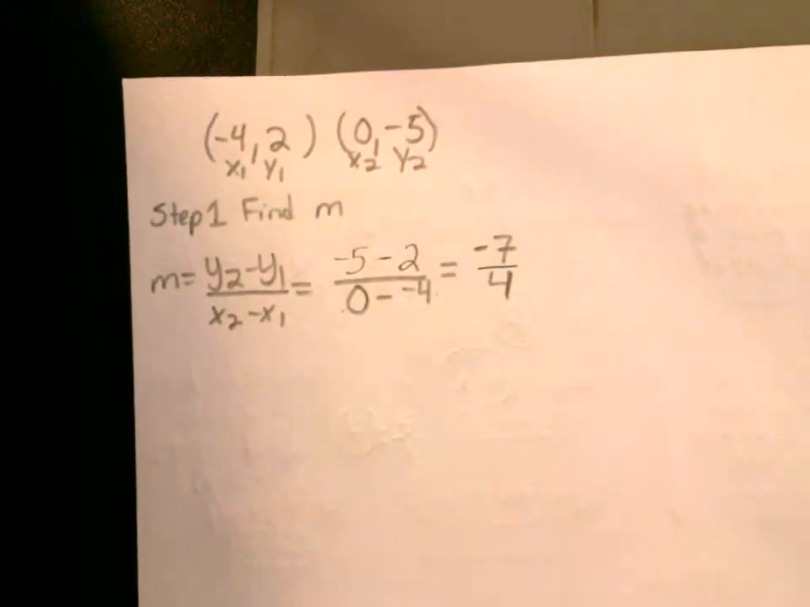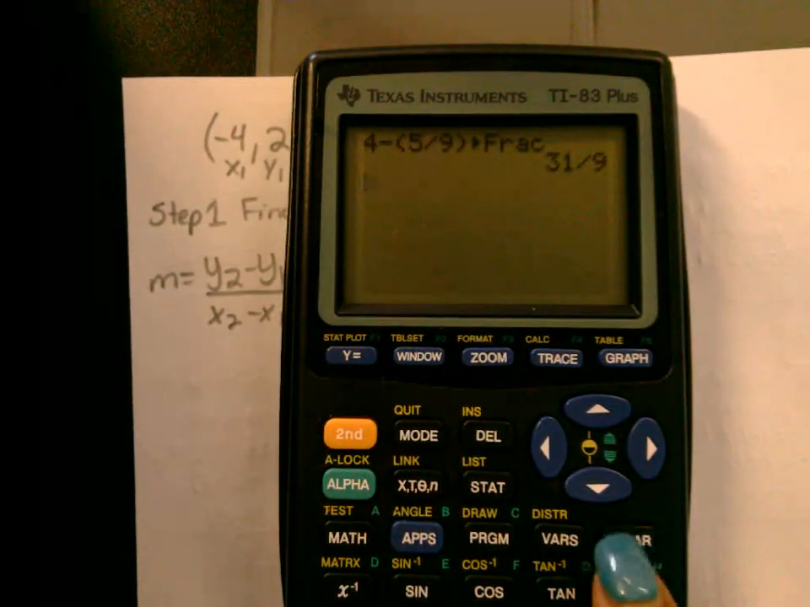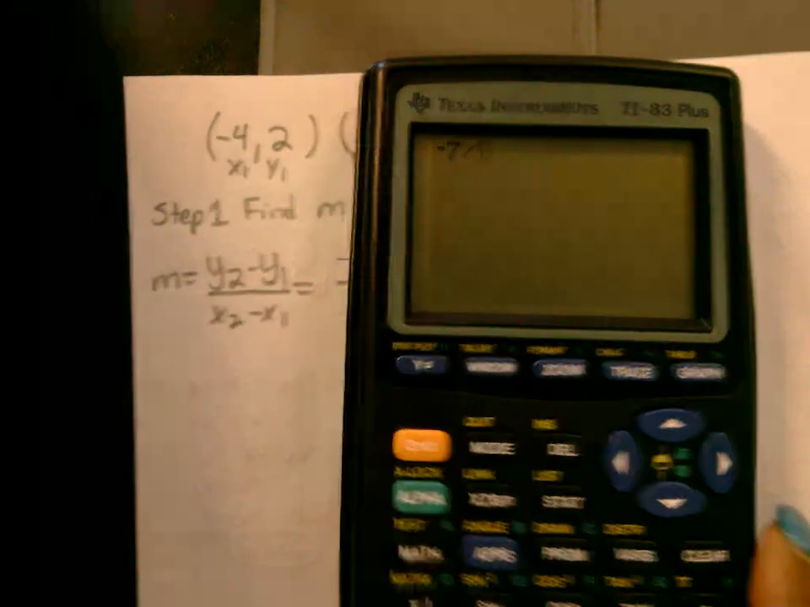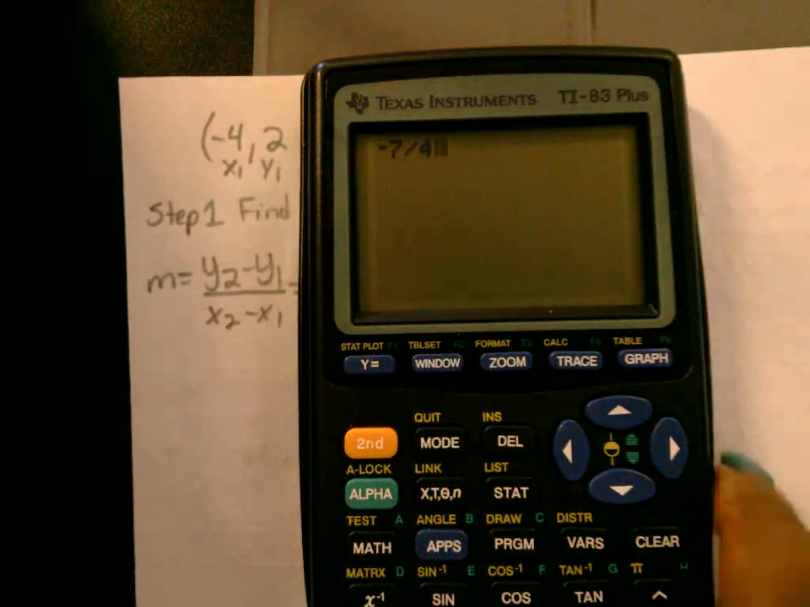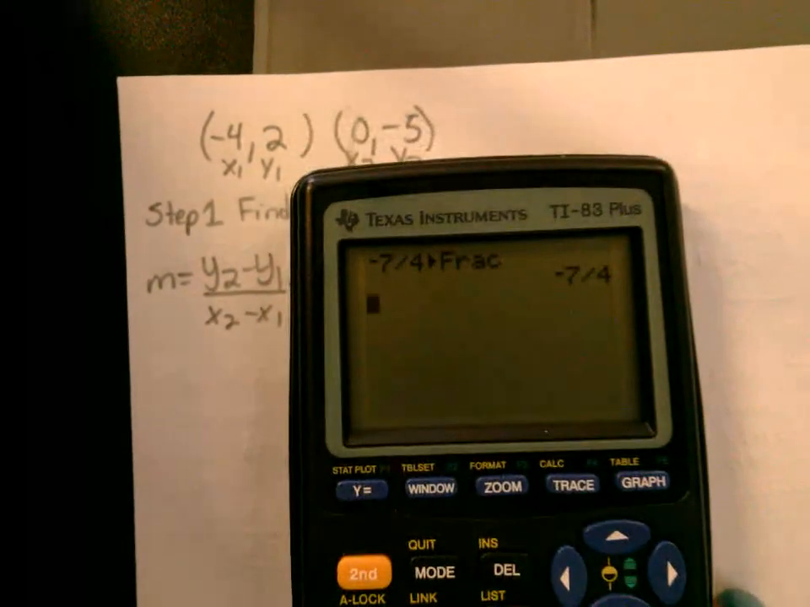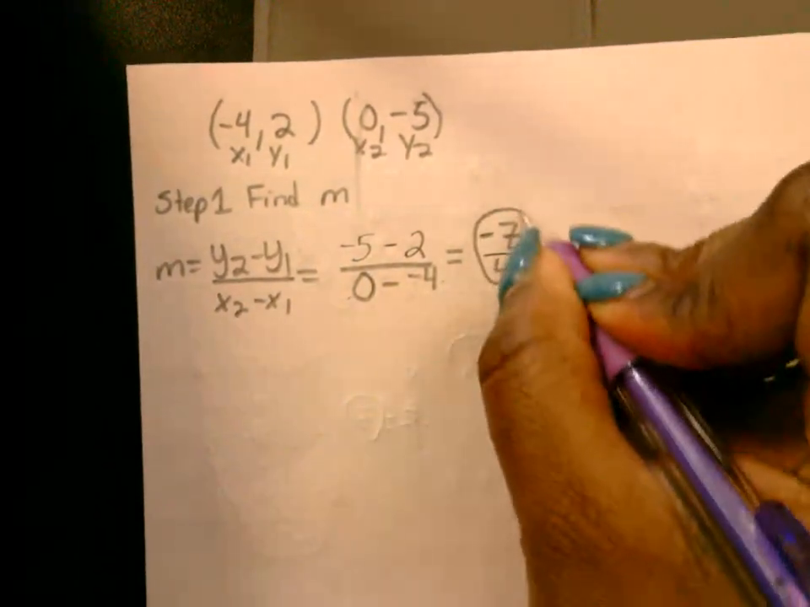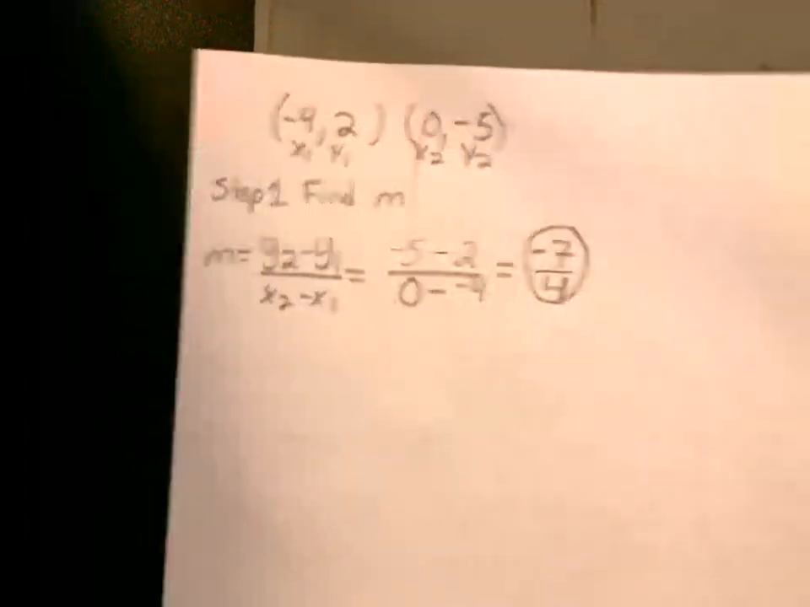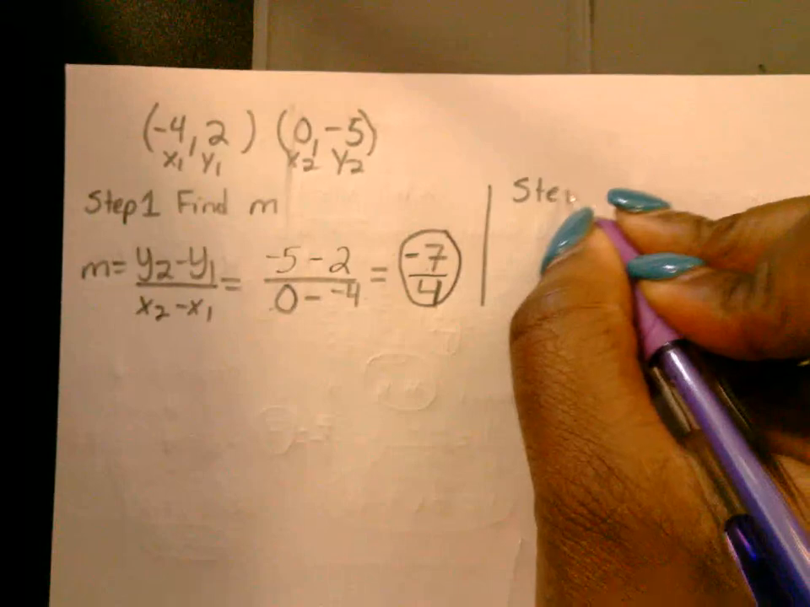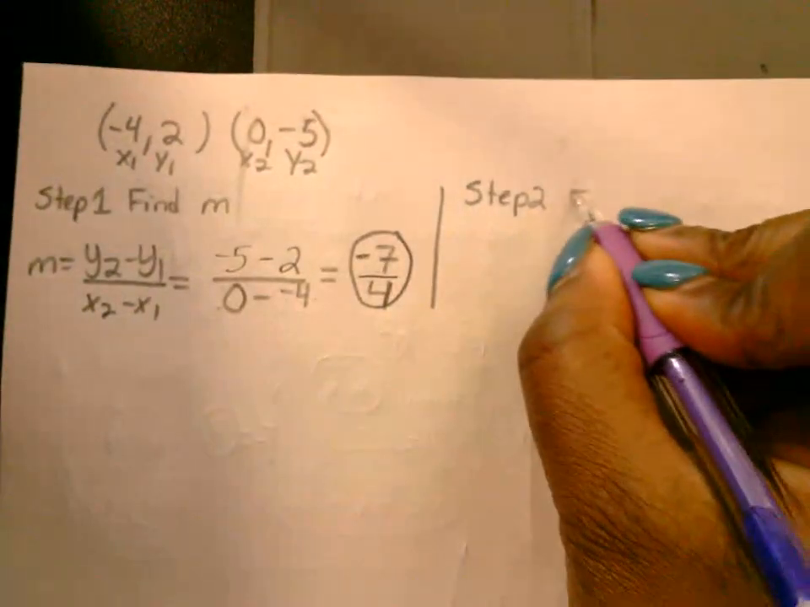If we want to reduce the fraction, or to see if the fraction is reduced, we type in the fraction. We have -7 over 4. Math, enter, and that fraction is already reduced. This is my slope. What is step 2? Find B.